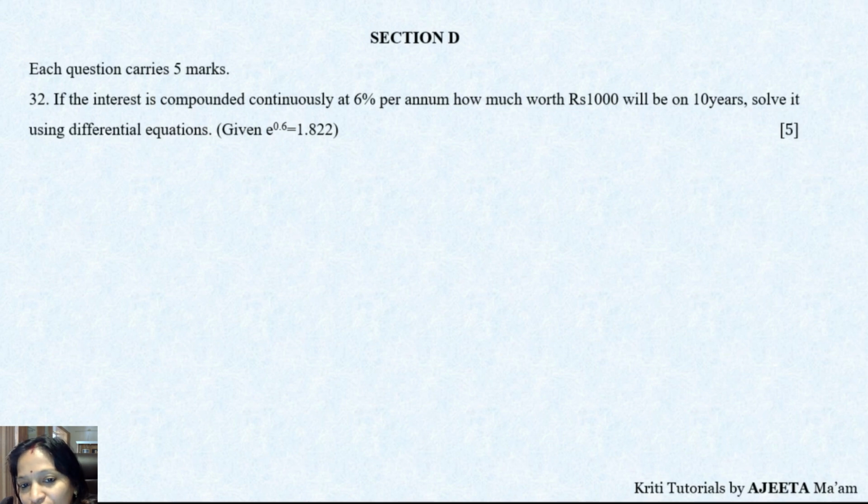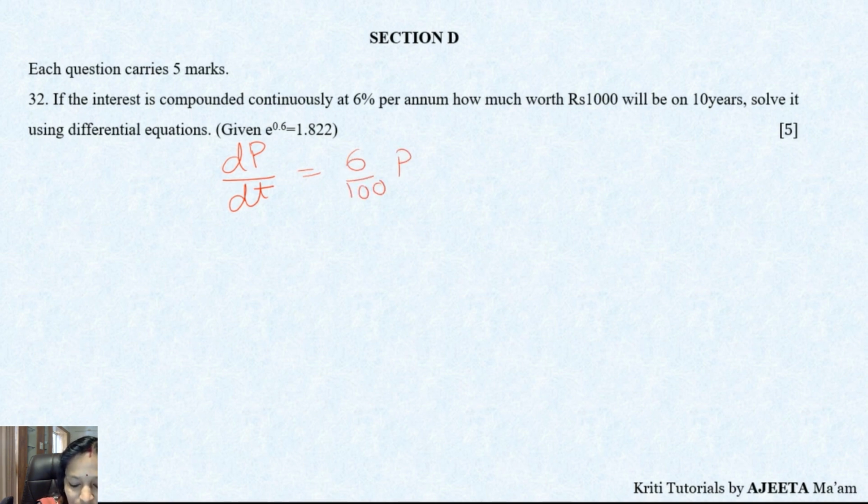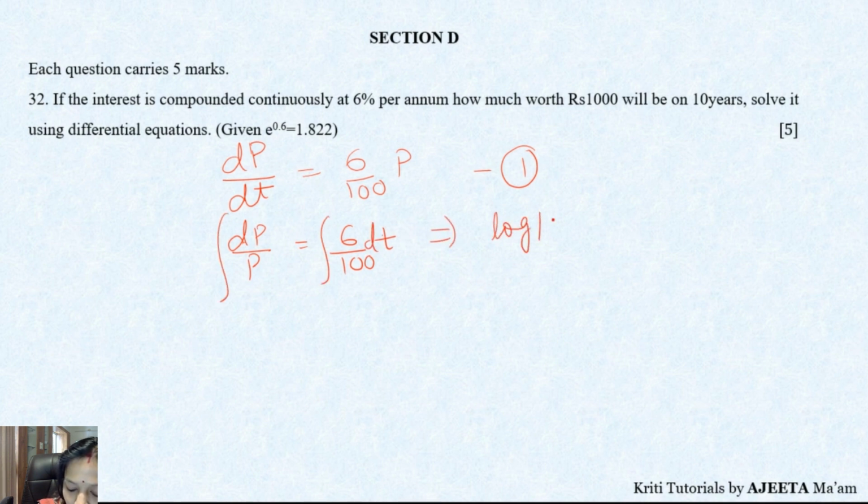Now if interest is compounded continuously at 6% per annum, what will be the equation? Suppose the money that you have invested we are taking as P, and with time dP by dt is equal to 6% of the money that you have deposited. So this is the equation that we have, and you will get 1 mark for this equation. Now if I use the variable separable form, we will keep the terms separated. Now we integrate both the sides. So what will you get? log P is equal to 6 by 100 t plus C, where C is the constant of integration.